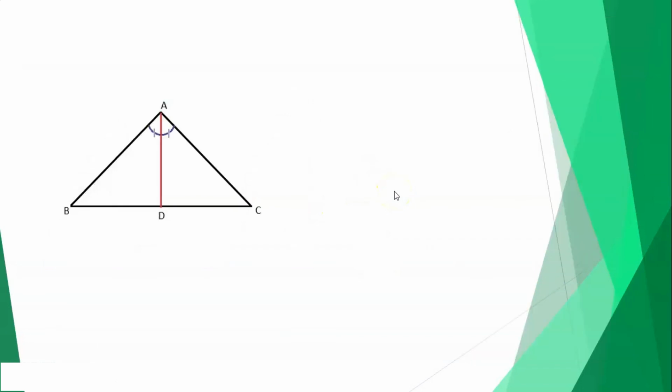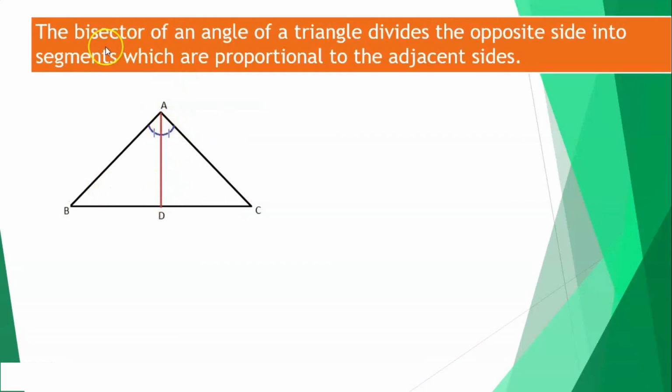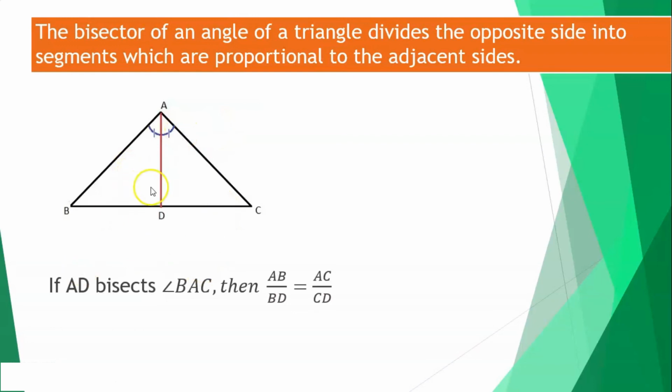Okay, another. I have here an angle bisector AD. Take note, the bisector of an angle of a triangle divides the opposite side into segments which are proportional to the adjacent sides. Given this, if AD bisects angle BAC, it would follow that AB over BD is equal to AC over CD. So take note of that.